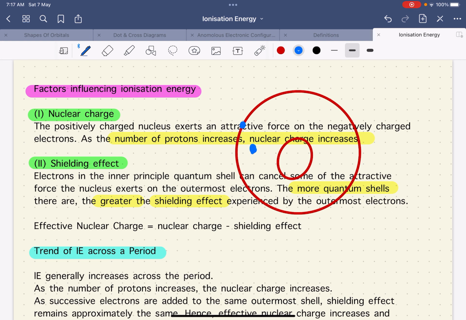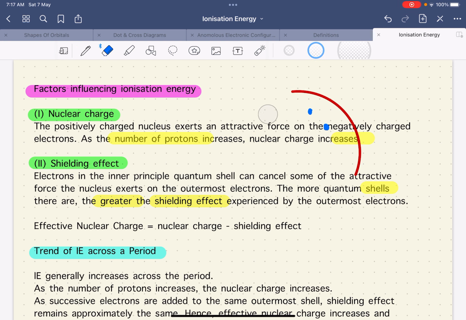I'm just drawing with a circle, but in actuality there's no circle at all, because the electrons are very random. The protons in the nucleus and the electrons experience an electrostatic attraction. So we know that the more protons there are, the larger the electrostatic attraction. That is what it means, which is quite simple.